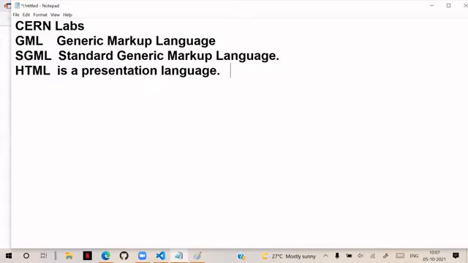So what is HTML? In detail, we will discuss that now. But very important: HTML can only present. It cannot make it interactive. To make it interactive, you need a programming language.